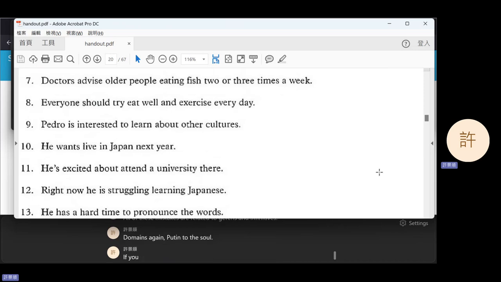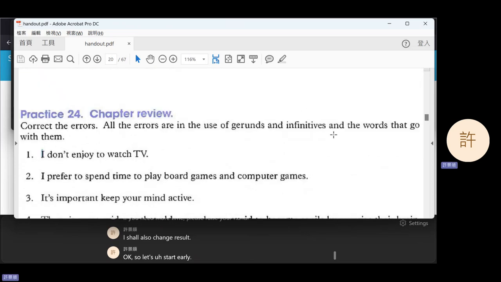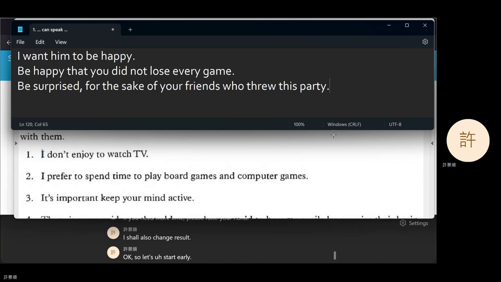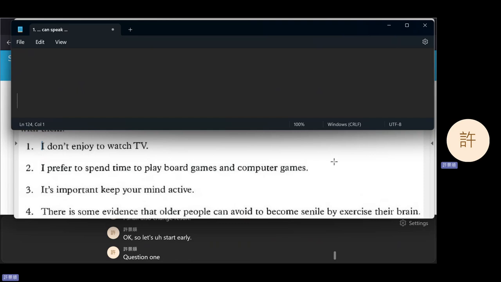If you need more time, please raise your hand. 还需要时间请举手。Okay, so let's start early. Question one. I don't enjoy watching TV.